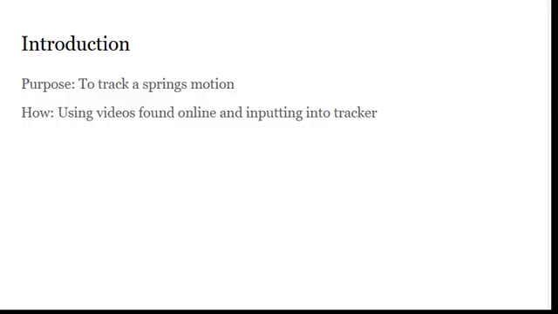Here I'm going to give a brief introduction and an overview of what's going to happen during this lab. The purpose of this lab is to track a spring's motion. We're going to do this by using the video given online and using the Tracker app to observe their motion.